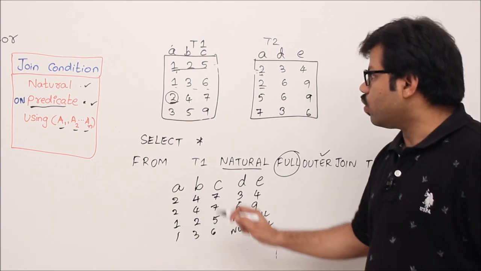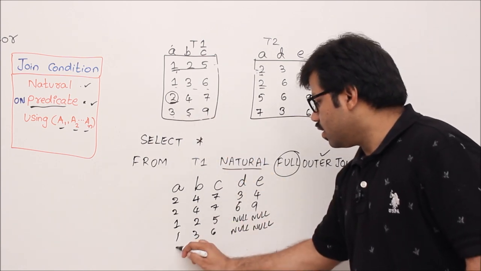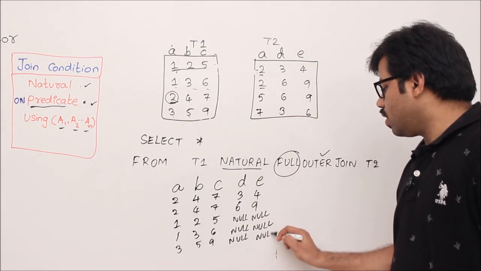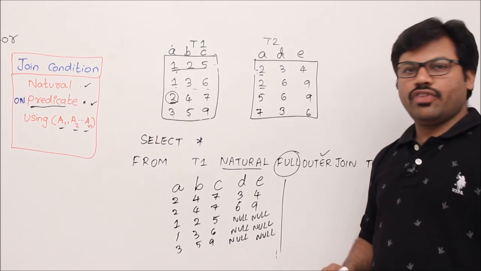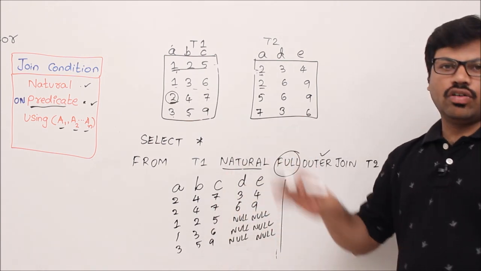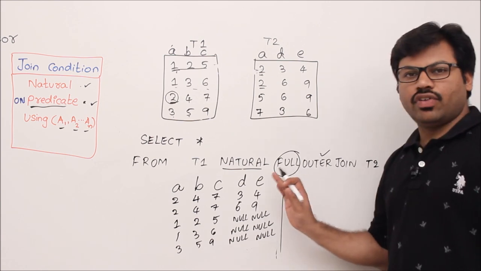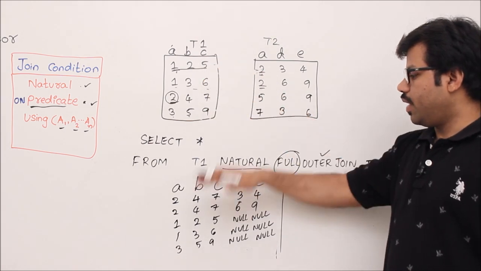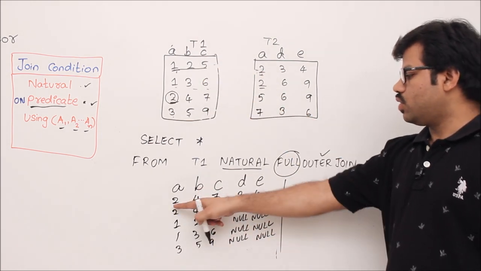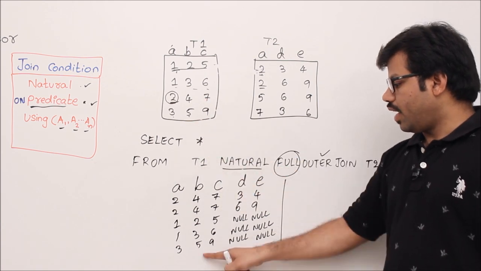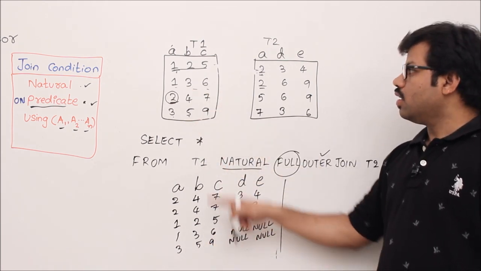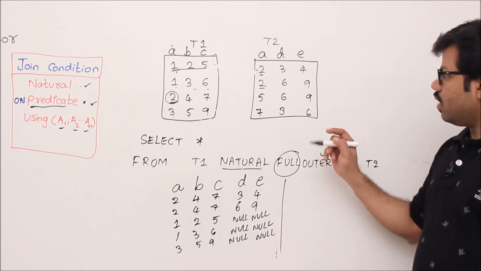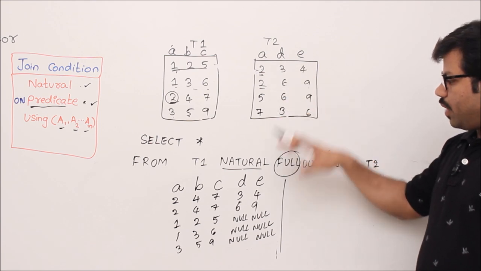So then later we have to add 3, 5, 9, correct? So 3, 5, 9 along with null comma null. Okay, now so far we have seen just this is the result of left outer join. Now we'll check whether it is left outer join or not. If really it is left outer join, all the tuples should participate in the relation. Yes, 2, 4, 7, 3, 5, 9, 1, 3, 6, then 1, 2, 5, correct?